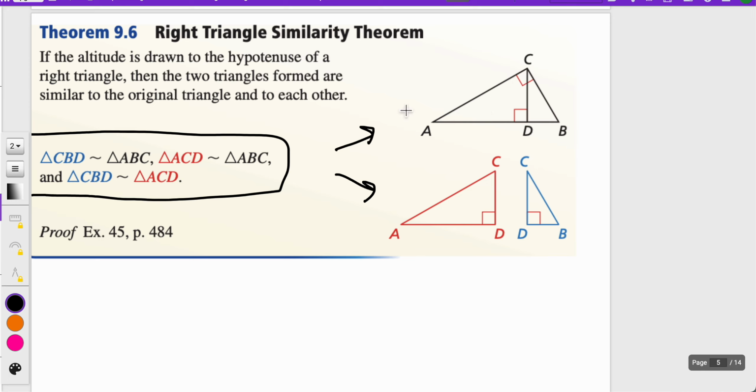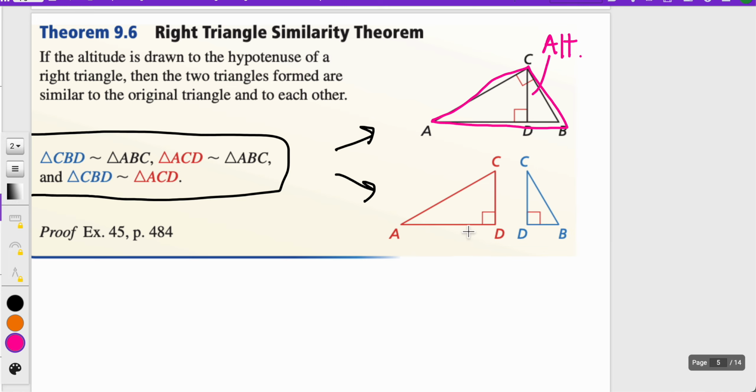So if we have the original triangle ABC, I want you to think about this as the big triangle here, A, B, C. The altitude is D right here, okay? So if the altitude is drawn to the hypotenuse, so C is drawn making this D length, and that's creating that hypotenuse AB, then the two triangles formed are similar to the original triangle and one another.